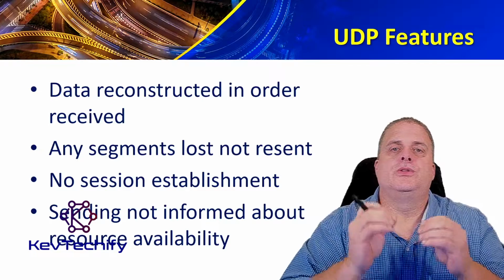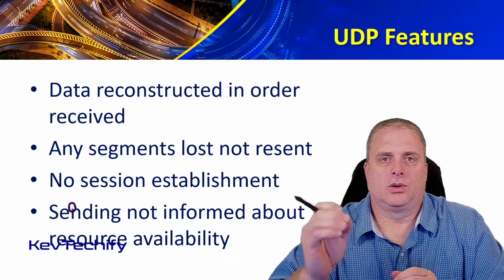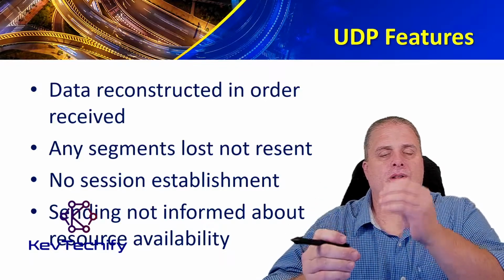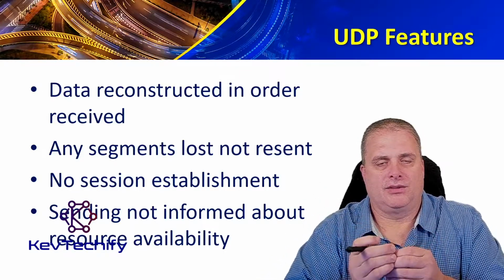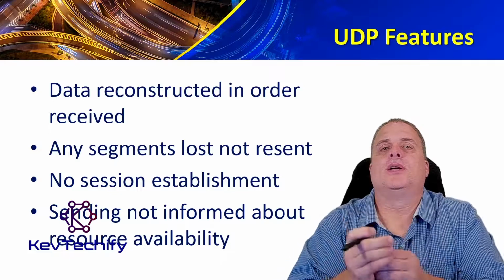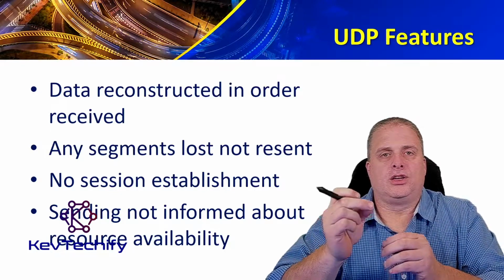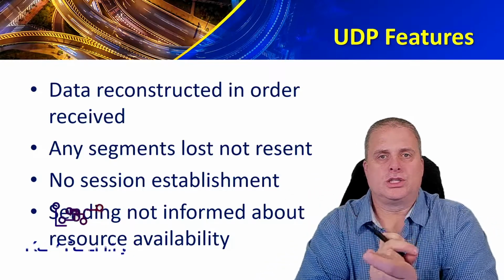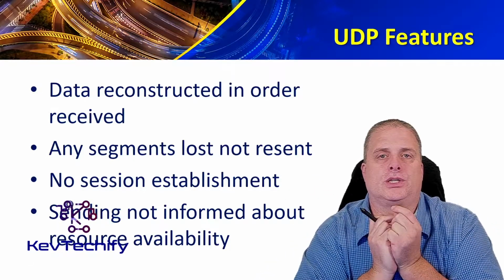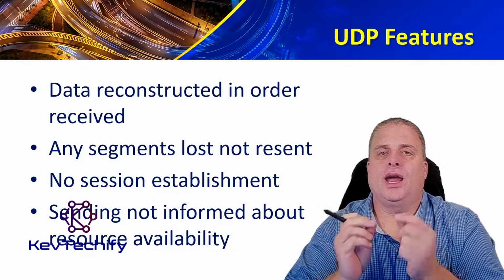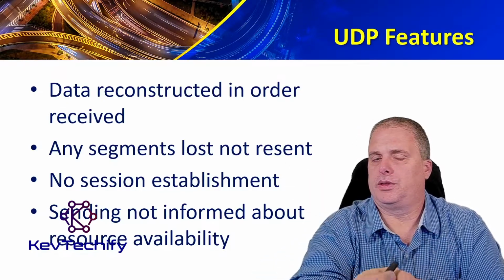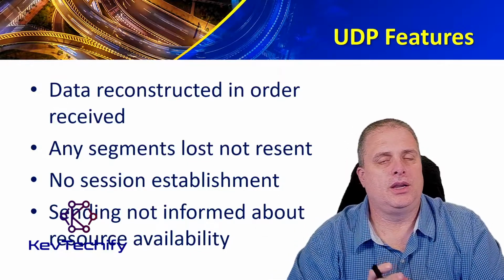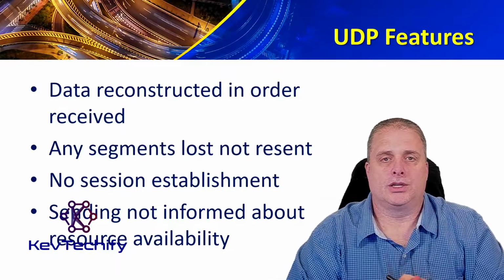Remember, UDP is used for real-time data, so for streaming data. If one segment arrives out of the order of another segment in a voice conversation, you're talking milliseconds here. If two different milliseconds of a voice conversation were switched, would you actually notice it? Probably not. But if we had to go and repeat it like we would with TCP, you would definitely notice it then. So that's why we use UDP here for our real-time communications.